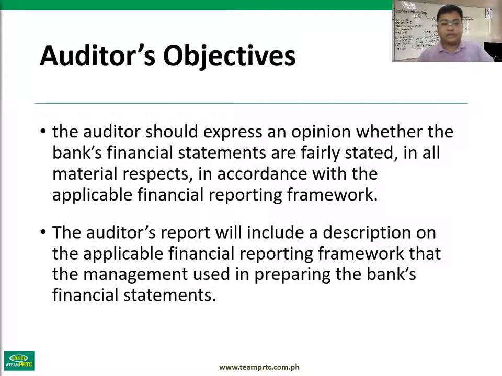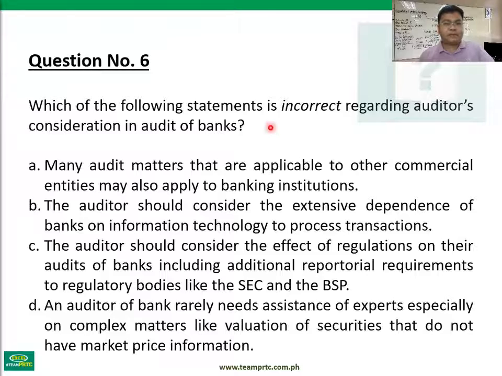Okay. Let's proceed with question number 6. Which of the following statements is incorrect regarding the auditor's consideration of banks? True or false? Letter A: many audit matters that are applicable to other commercial entities may also apply to banking institutions. Letter A is a correct statement, so A is not our answer. Letter B: the auditor should consider the extensive dependence of banks on information technology to process transactions. Letter B is also a correct statement with respect to our consideration of audit of banks' FS.